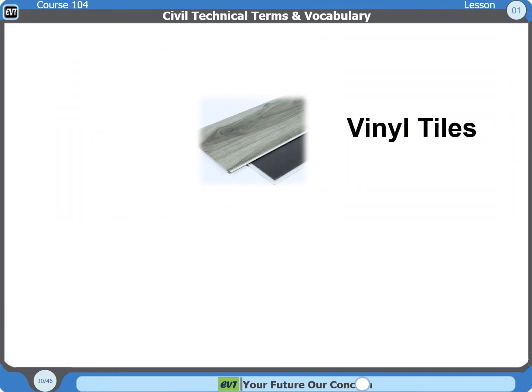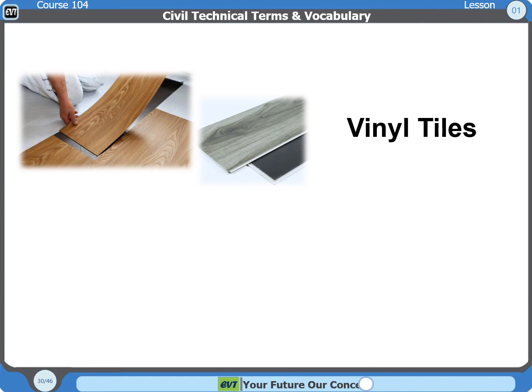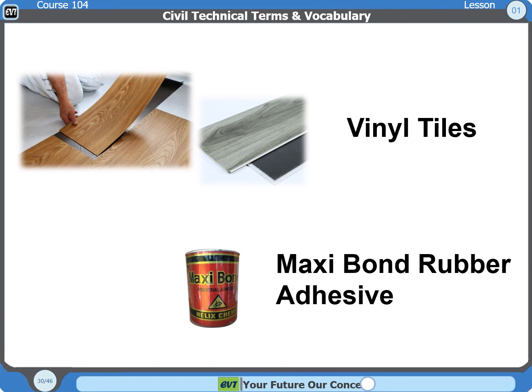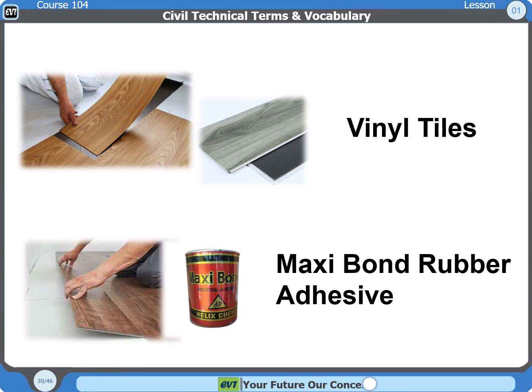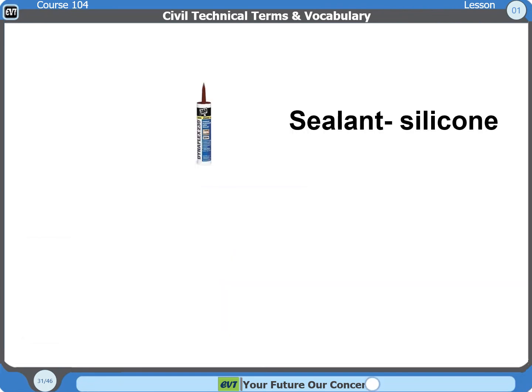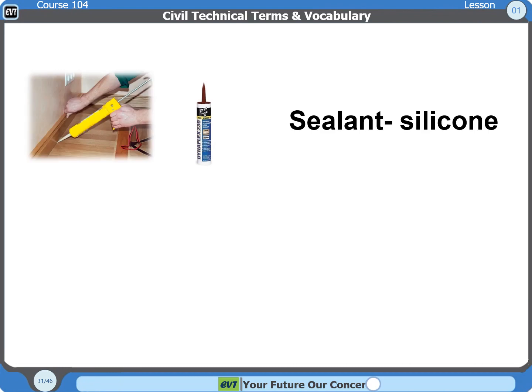Now we pass to other chapter with materials. We start by vinyl tiles. It's a great way to create good look or steel look flooring in your home. We have Maxibond rubber adhesive for the installation of flooring and wall panels. We have silicone used to bind surfaces such as plastic, metal and glass together.